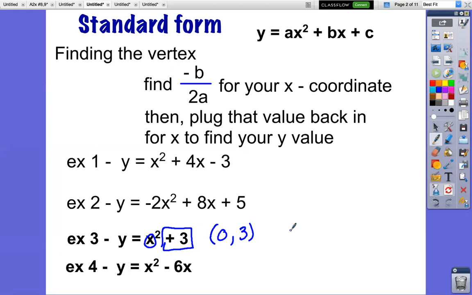Does it open up or open down? Up. All right, so let's think about this again. It opens up. So that 3, since it opens up, is that a maximum value or minimum value? Minimum. So your minimum value is 3. It's just 3. So my domain is all real numbers. What's my range? Y is greater than or equal to 3. And you guys are on it.